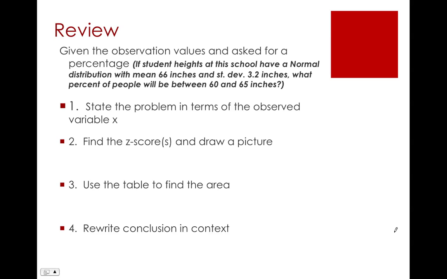I just want to take a second and review the difference between a forward z-score problem and a backward z-score problem. So a forward z-score problem is going to be you're given the observation values and asked to find a percentage. So it says the student heights at this school have a normal distribution with a mean of 66 inches and a standard deviation of 3.2 inches. What percent of people will be between 60 and 65 inches? So I'm given the values of 60 and 65 inches, and I'm asked to find the percentage.